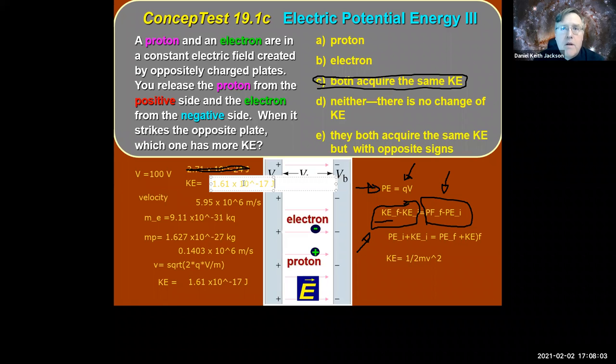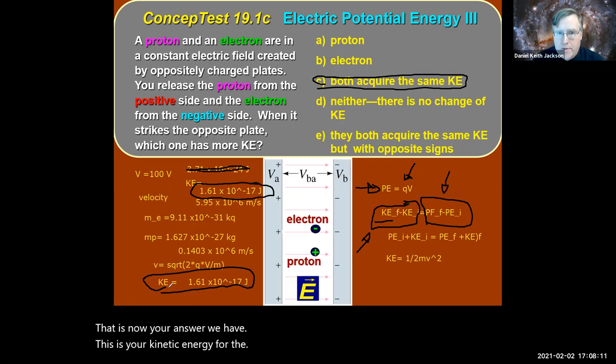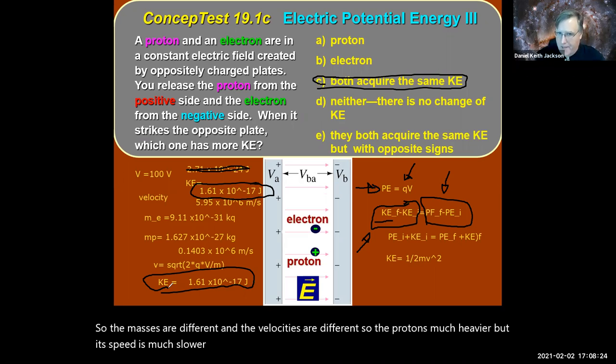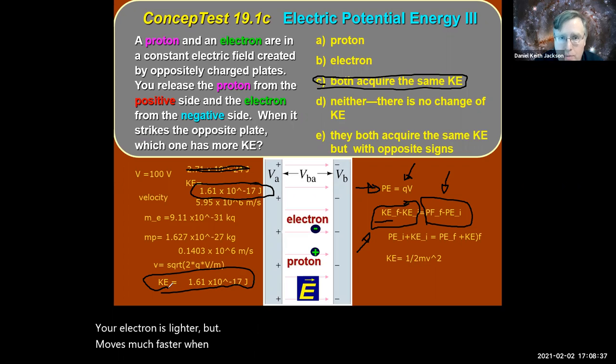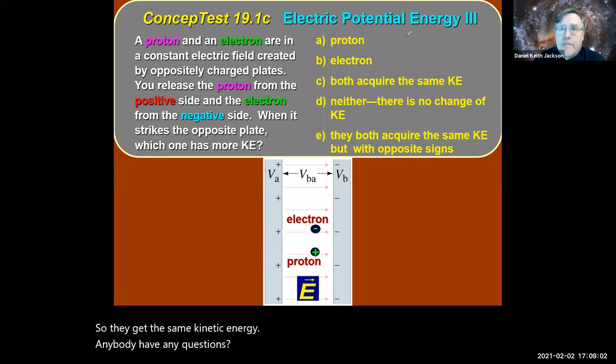All right, so that is now your answer. This is your kinetic energy for the electron. This is your kinetic energy for the proton. They're the same. So the masses are different and the velocities are different. The proton's much heavier, but its speed is much slower. But when you multiply mass times velocity squared, you get a kinetic energy of 1.61 times 10 to the negative 17. Your electron is lighter, but it moves much faster. When you multiply mass times velocity squared, you get 1.61 times 10 to the negative 17. So they get the same kinetic energy. Anybody have any questions? No, I don't think so.